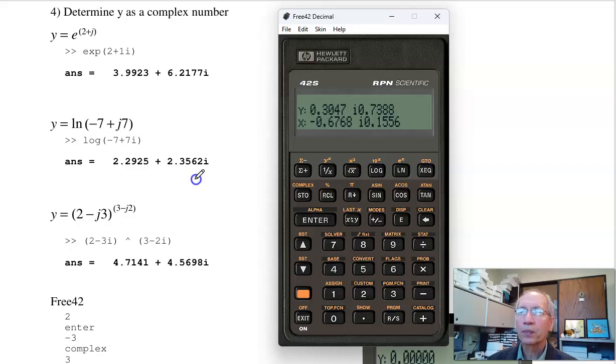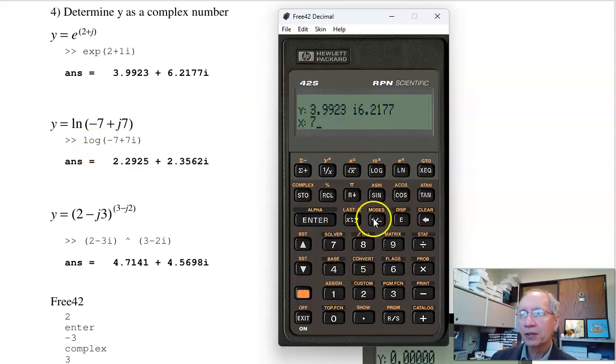Problem 4. Now these you don't really do quite as often, but it is a perfectly valid operation. I can have e to a complex number. The result is a complex number. Matlab has no problem with complex numbers. HPs have no problems with complex numbers. So 2, enter 1, complex, then e to the x, and you get a complex number.